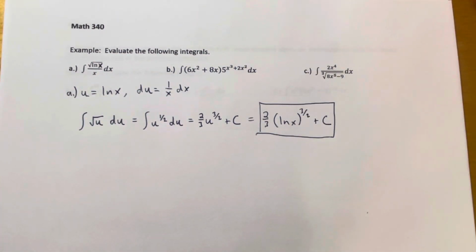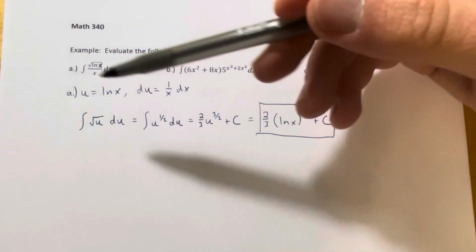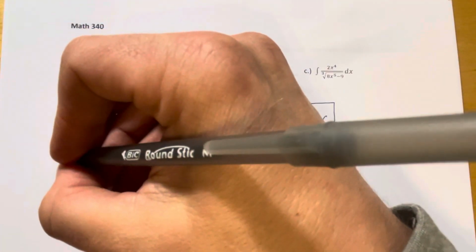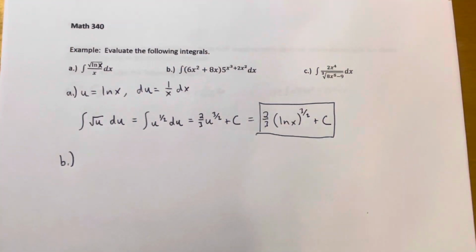Okay? That wasn't difficult, but again, we had to think through what the best choice of u would be in this problem. Okay, so let's try part B now.